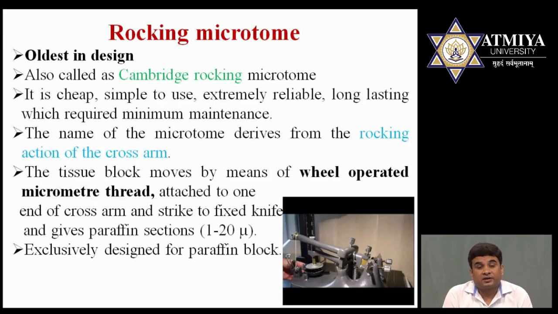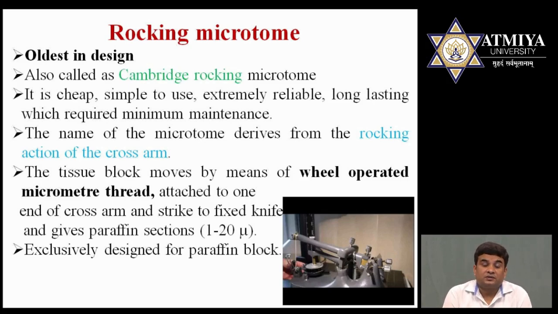The mechanism of this microtome is based on the rocking movement of the cross arm. One side of the cross arm is attached to the micrometer thread, and the other side is attached to the sample holder. This thread is wrapped over the wheel, and to this wheel an operation lever is attached. When we push the operation lever, the wheel rotates.